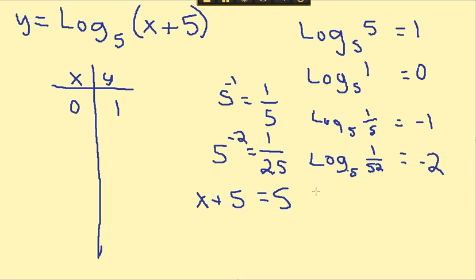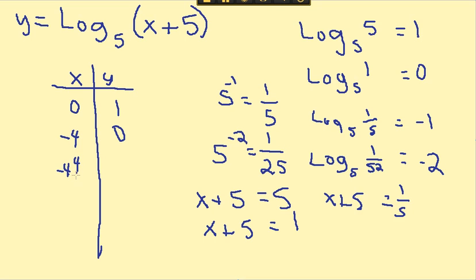Well, the next one, I'm saying what plus 5 is equal to 1? Well, that was easy. You can just subtract 5 on both sides, or you'll know that it's negative 4. You could have done that in your head. So that was negative 4, and y is equal to 0. Now let's do the next one. X plus 5 is equal to 1 over 5. Again, you could do this in your head, or you could subtract. You could go 1/5 minus 5, which will give you negative 4 and 4/5.